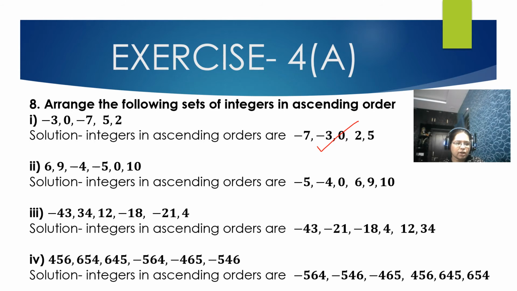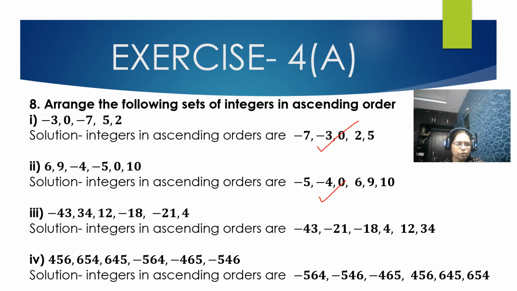Second bit, 6, 9, minus 4, minus 5, 0, 10. Integers in ascending order are minus 5, then minus 4, then 0, then 6, then 9, then 10. Minus 5, minus 4, 0, 6, 9 and 10. Negative integers are always less than the positive integers.